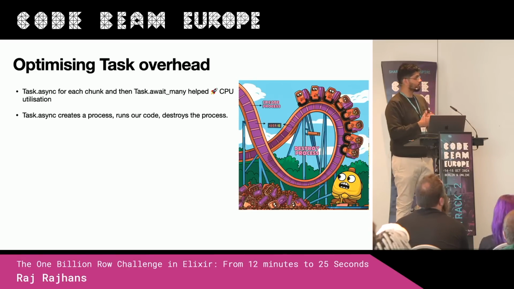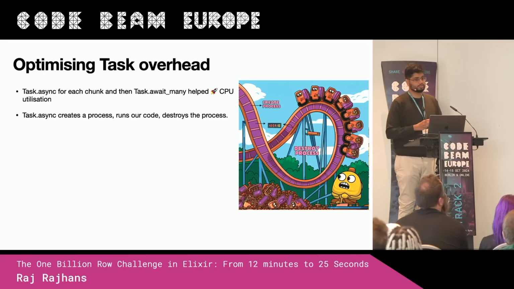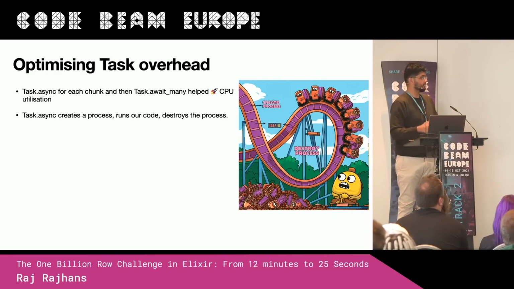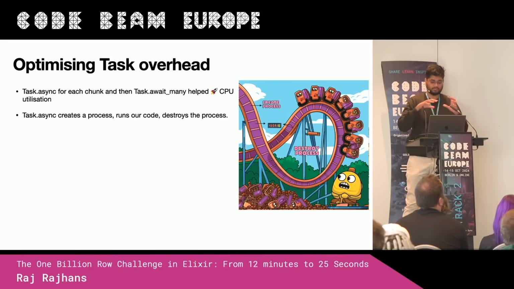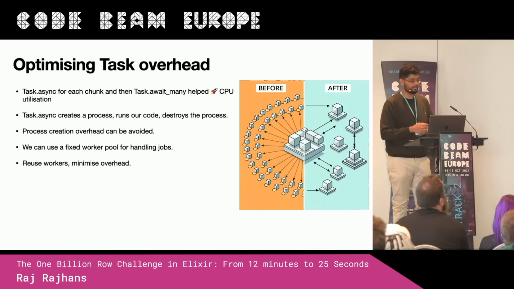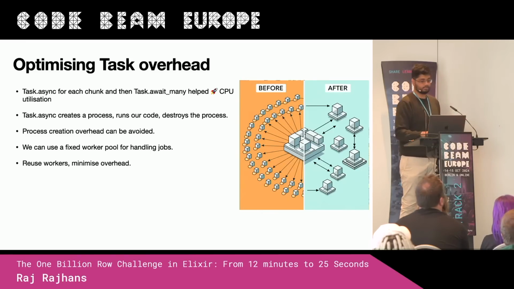We know how much work we have to do, we know what our chunk size is, so we know how many processes we need, so we can just have something like a reusable worker pool where our workers ask us for jobs, we give them the jobs. Once they are done, instead of dying, they'll ask us for new jobs. We don't need to have that overhead of killing and creating a process. So that's the direction I went in. We can use a fixed worker pool, reuse workers, and minimize the overhead.